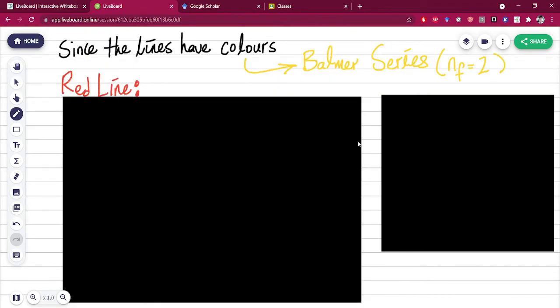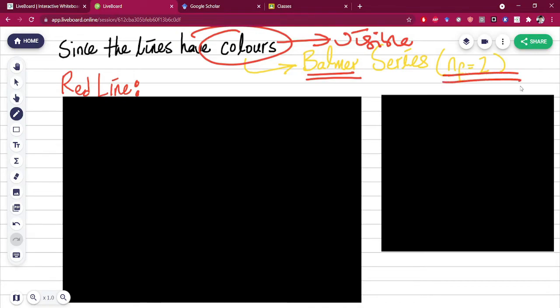So since the lines have colors, because it's in the visible region, you have the Balmer series. When you have the Balmer series, we know that n final will be 2. The electrons will fall to n equals 2. Now, I'm just going to show you for the red line.